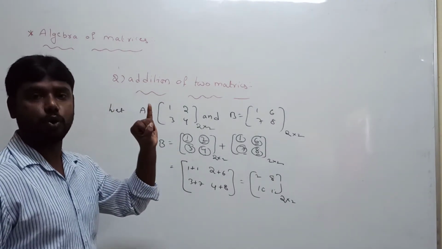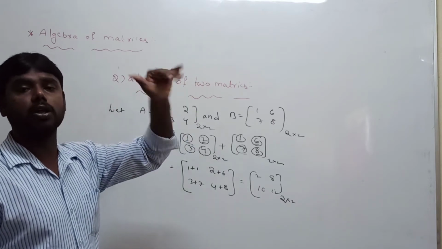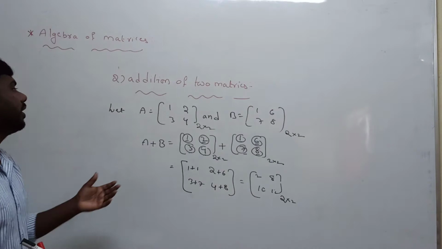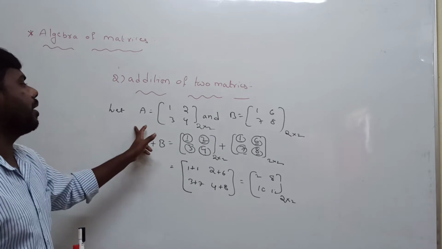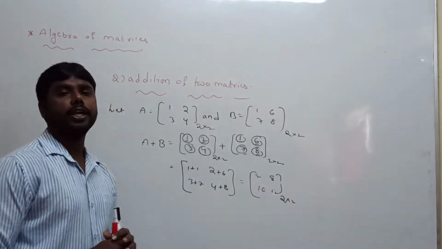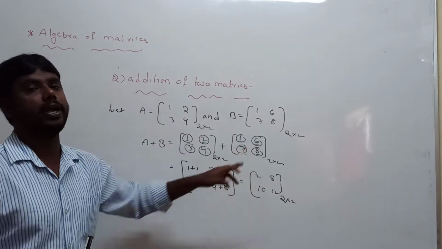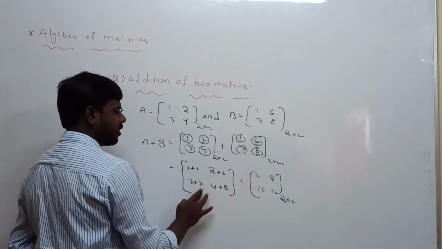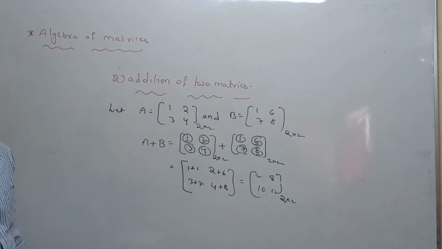The first one was equality of two matrices: two matrices are said to be equal if both matrices are of the same order and the corresponding elements are equal. This one is addition of the two matrices. If A and B are two matrices of the same order, then the sum is also of the same order. It is obtained by adding the corresponding elements in matrices A and B. 1 plus 1 is 2, 2 plus 6 is 8, 3 plus 7 is 10, 4 plus 8 is 12. This is the example of the addition of the two matrices.